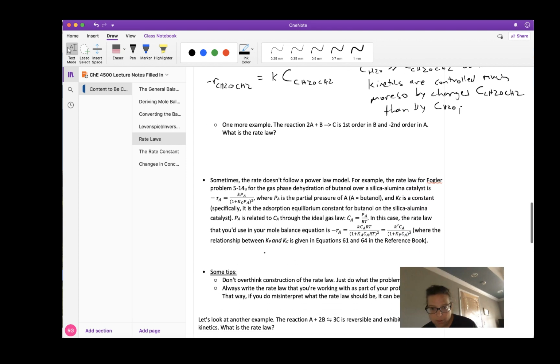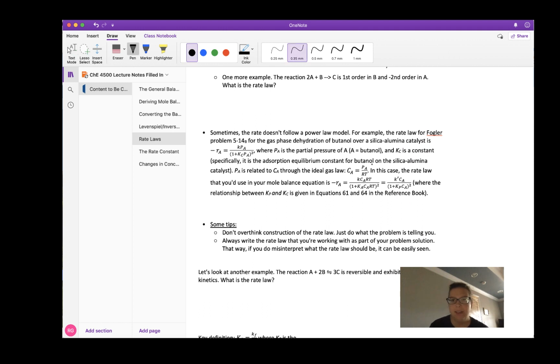Okay, let's do one more example. In this case, the reaction 2A plus B goes to C is first order in B and minus second order in A. What is the rate law? So the rate law in this case is minus rA is equal to a rate constant, CB divided by CA squared. So in this case, it's somewhat counterintuitive to what the reaction is because it's non-elementary, but again, I'm being told the kinetics and I'm just going to write those down.